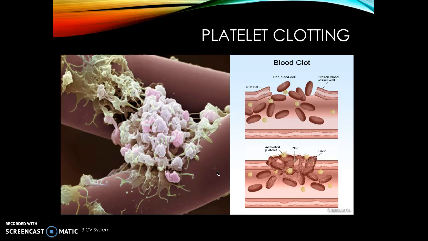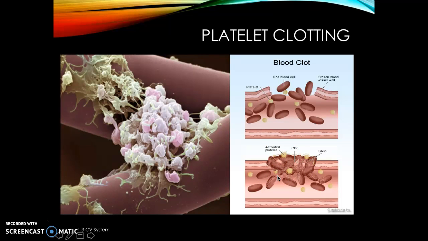The platelets can clot the blood by an activated platelet and fibrin wrapping the red blood cells into a bundle in the broken vessel. And as you can see on the screen, it blocks the gap between the broken vessel wall and the bundle of red blood cells.